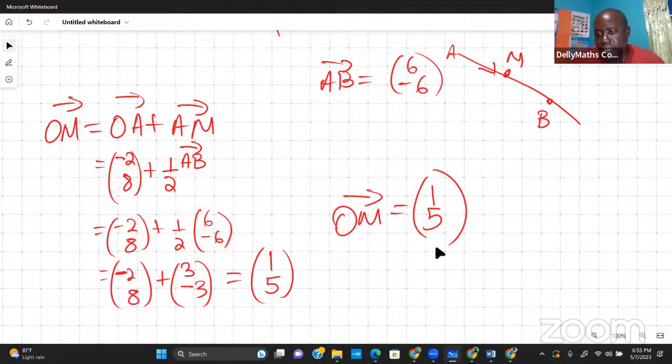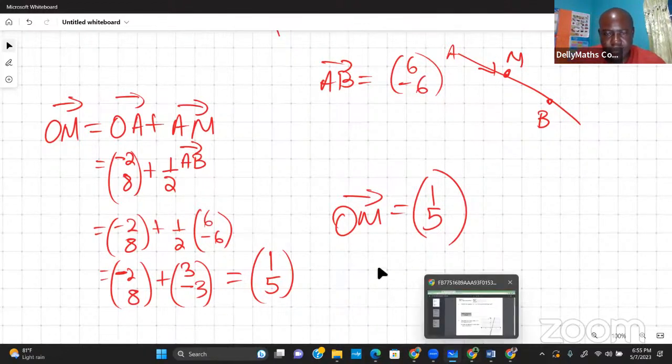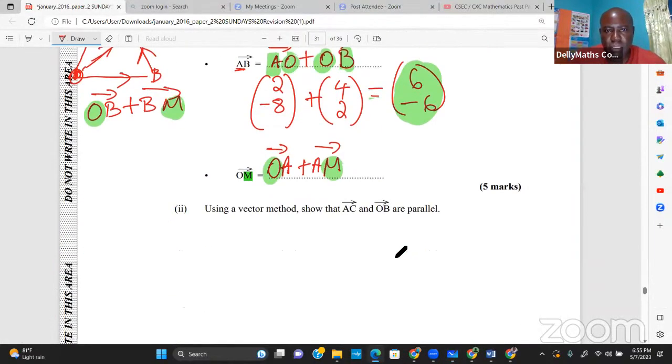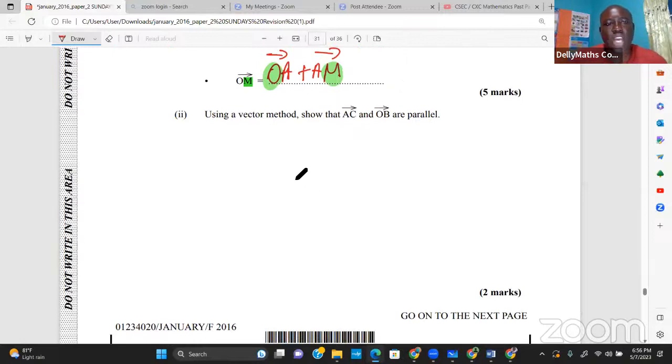All right, let's see the next question. We're almost at the end. All right, let's go. So the question says, use a vector method, show that AC and OB are parallel, right? Show that AC and OB are parallel.